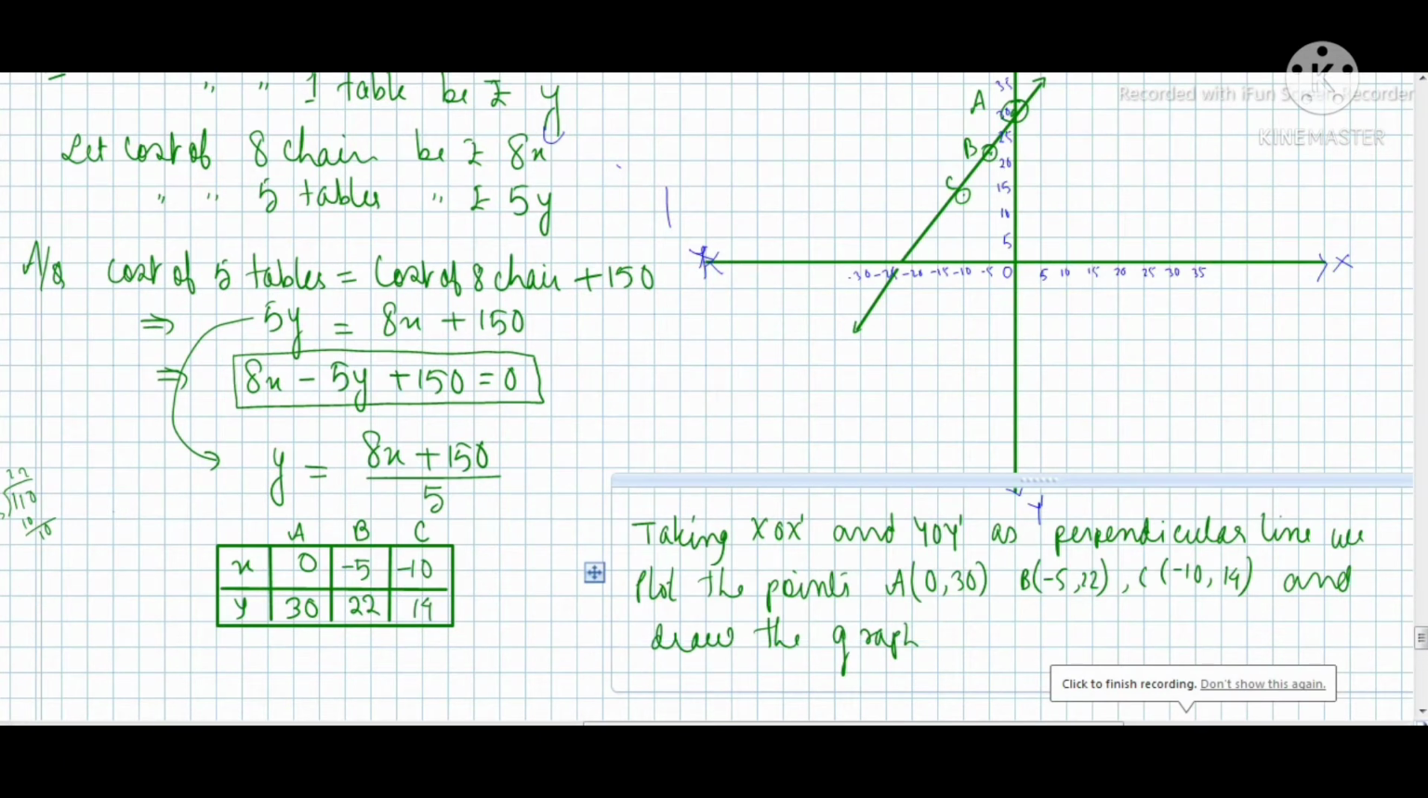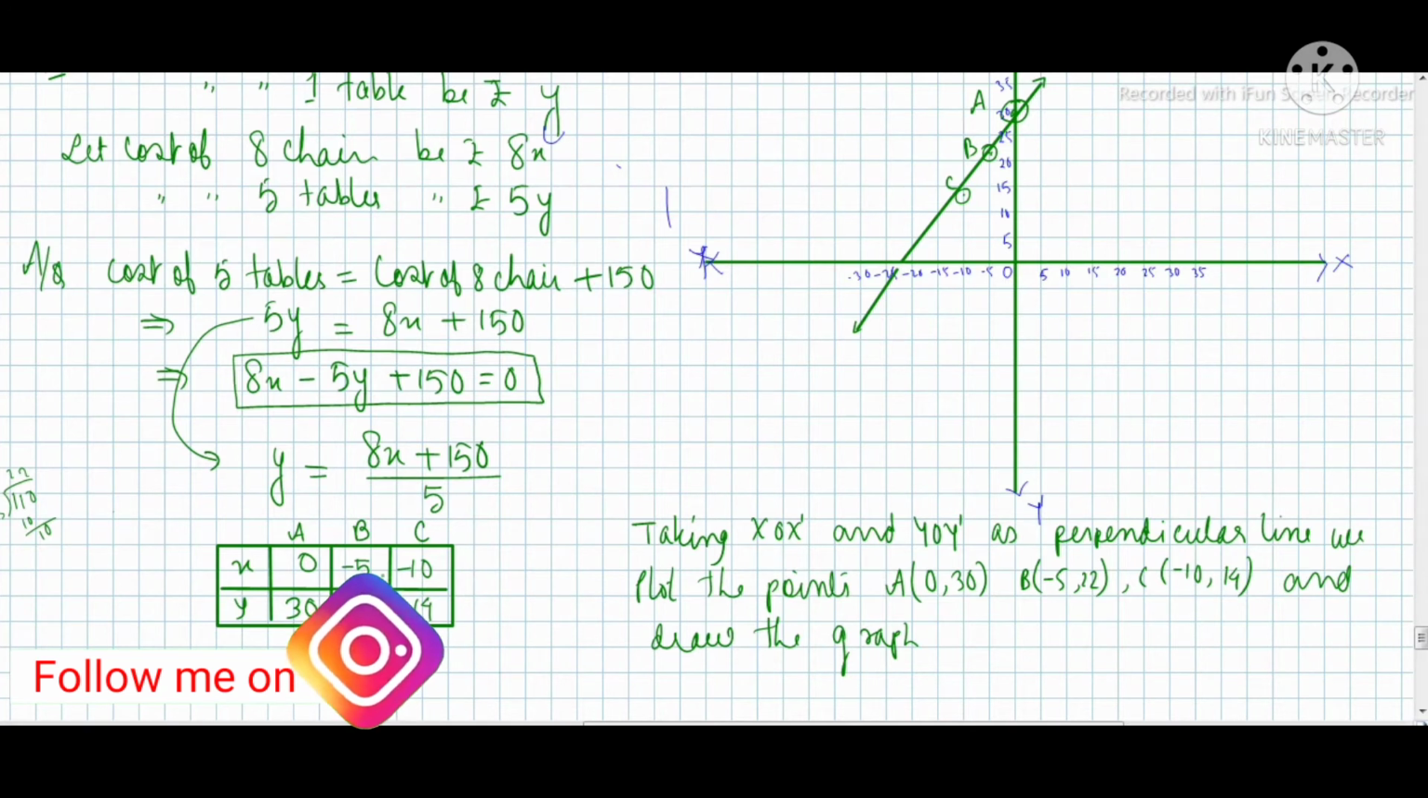So hello friends, I have completed it. Just see what I have done. I have plotted the point C. For C I have taken the value of x as minus 10. If I put minus 10 here, then it will be 8 into minus 10, which is minus 80, plus 150, which is 70. 70 divided by 5 is 14. So here 14 is coming. Next, you see, in order to draw the graph, we have to write what we have taken.